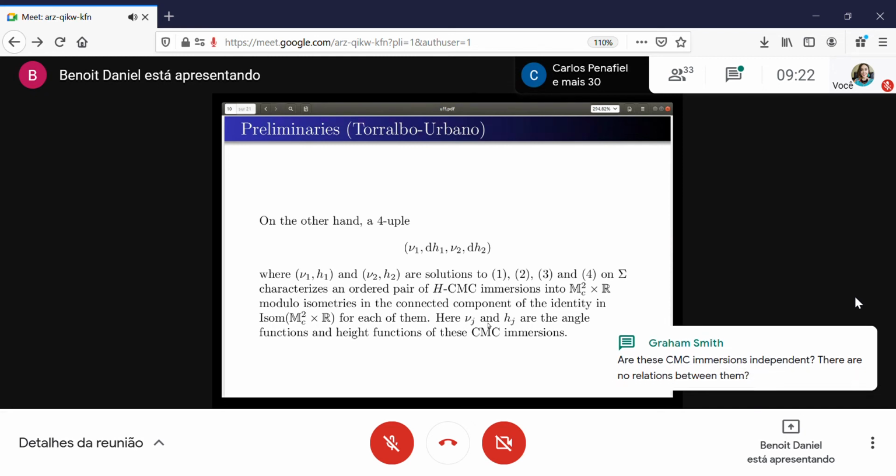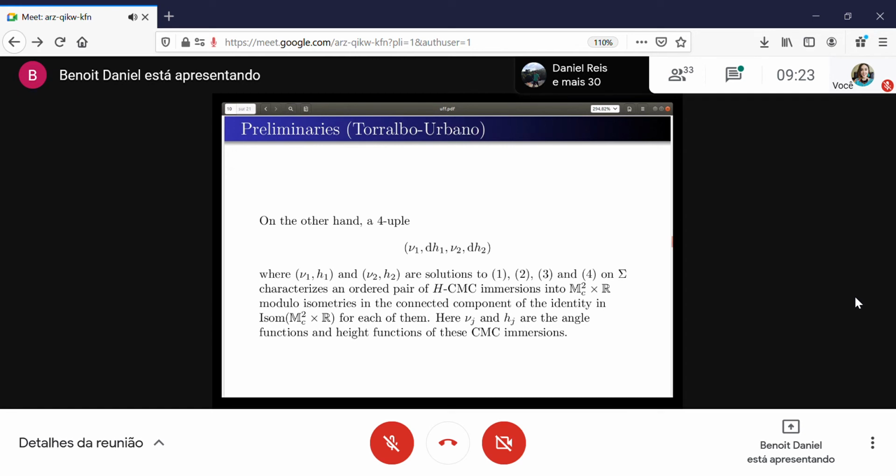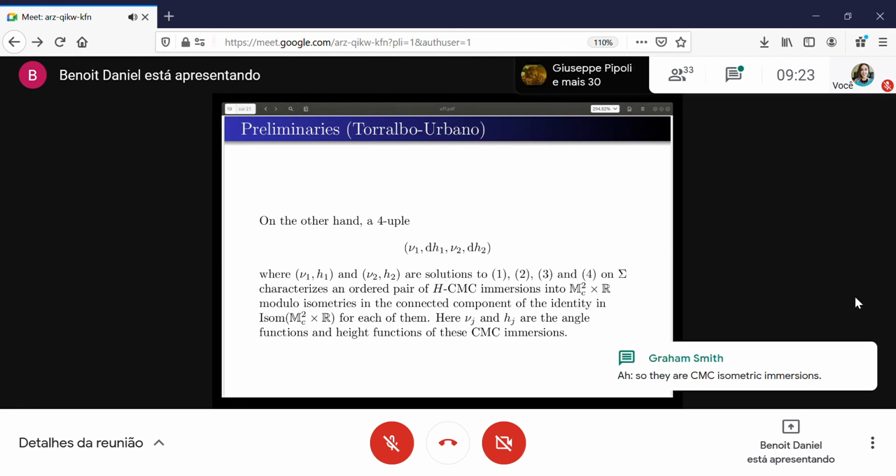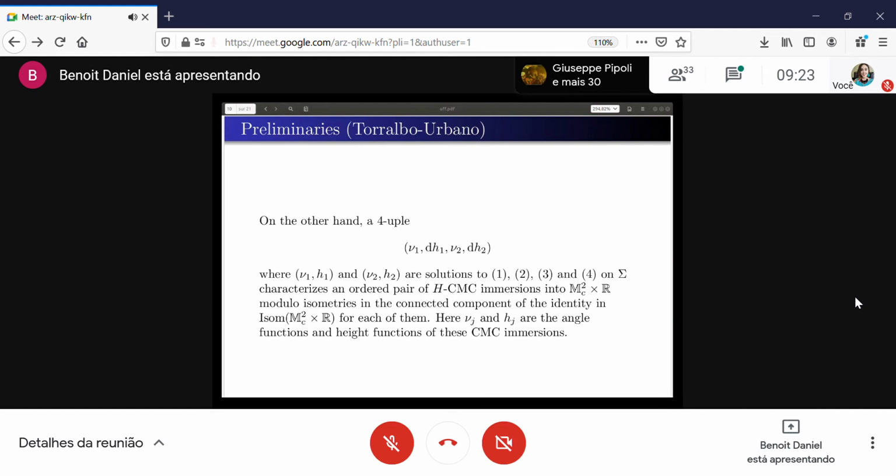One CMC. So Graham's question. Sorry, where can I see it again? Are the CMC immersions independent? Yes, they are independent. The only relation is that they induce the same metric. The metric is fixed, and I consider two CMC immersions of the surface with this given metric, and they are not related one to each other. They are CMC isometric immersions, exactly.